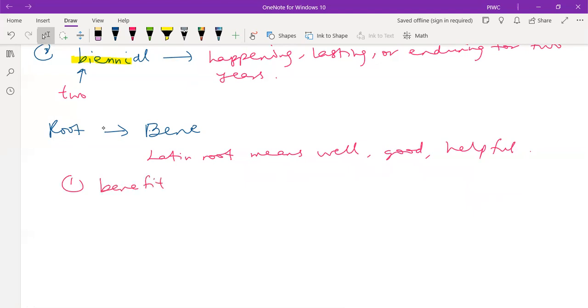benefits. Benefits. So this comes from 2 words, the prefix bene, and fit. Right, bene and fit. And fit derives from the Latin word meaning to make, or to do. Okay. So that's the Latin root for fit.